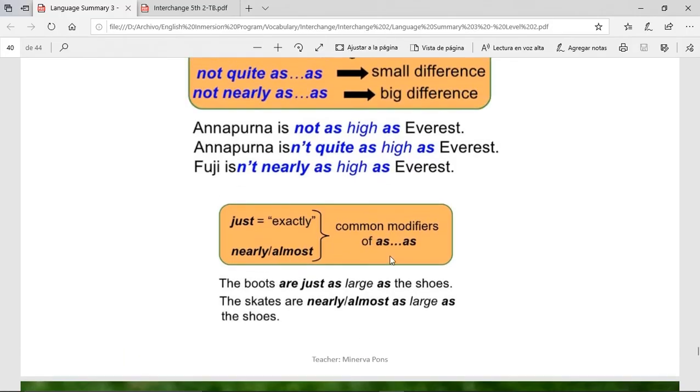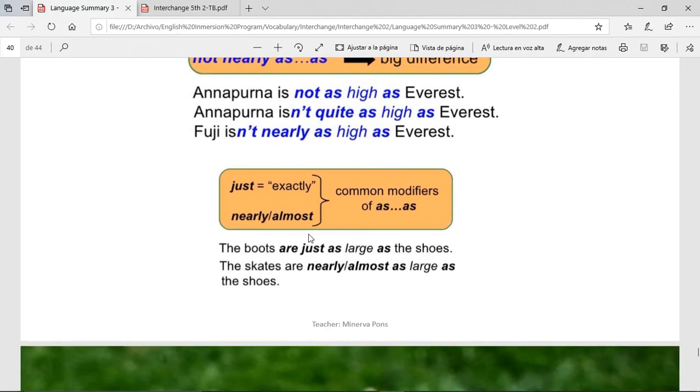Let's see some modifiers of the comparison of as. We have just, nearly, and almost. Just means exactly, and nearly or almost means almost exactly. It's really close to being the same. Some examples. The boots are just as large as the shoes. It means that they are exactly the same. The skates are nearly, or almost, as large as the shoes. So the skates are almost there, to be the exact same thing. And all of these are comparisons.